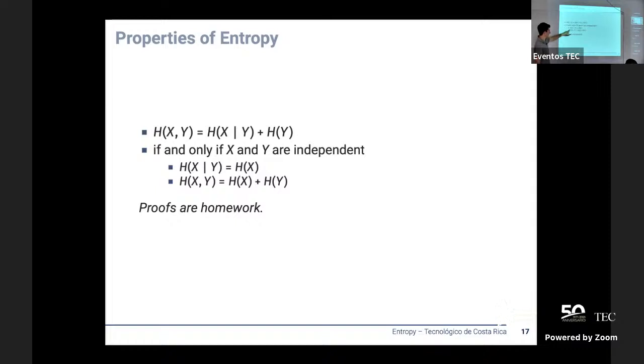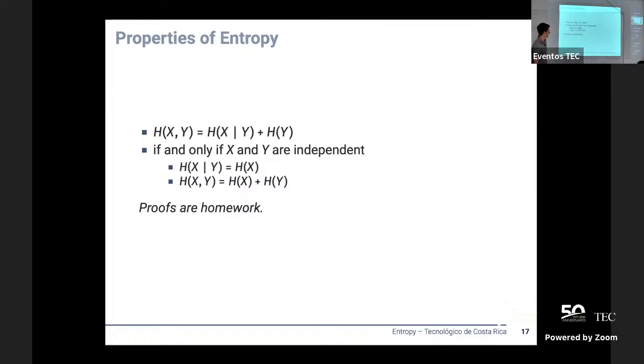Then also, if the two random variables are independent, we know it's the same with probabilities, right? A conditional probability that X occurs under the event Y, if they're independent, then this doesn't matter. It's the same as the probability of X. So for entropy, we have exactly the same formulas. And if X and Y are independent, then the entropy, just like the probability, will be just the sum of these two entropies.